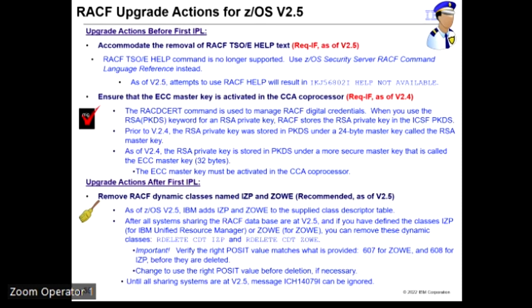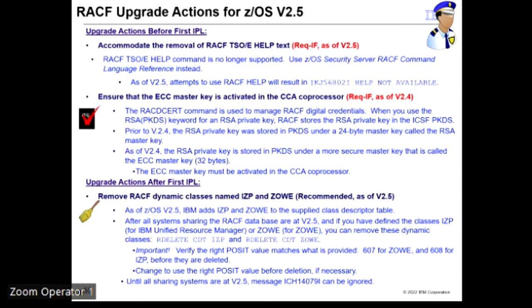The next one is one from z/OS 2.4. It has an associated health check as well. RACDCERT command, you probably know that RACF command. If you use that command and you use the RSA PKDS keyword, what that means is that you're going to take the RSA private key and you want to store it in your ICSF PKDS. Well, before z/OS 2.4, that RSA private key in the PKDS would be stored under a 24-byte master key, right?